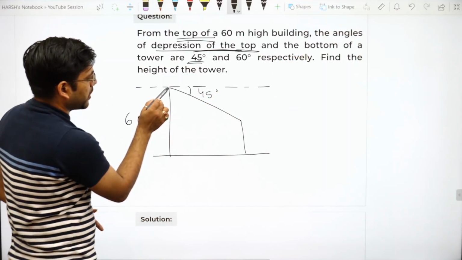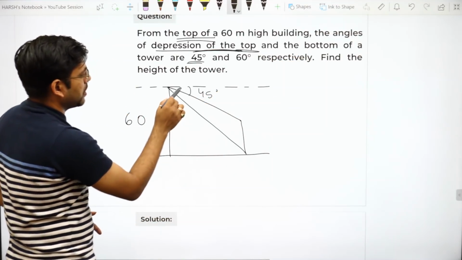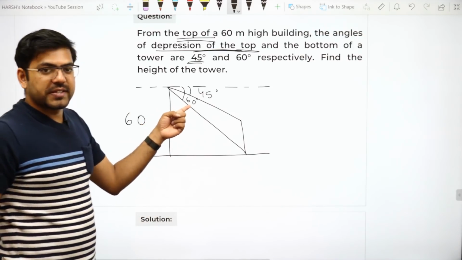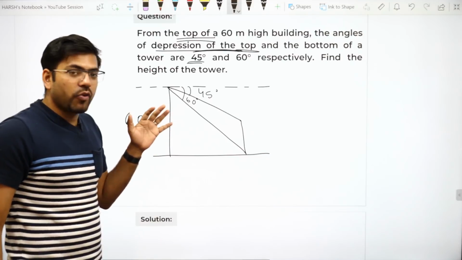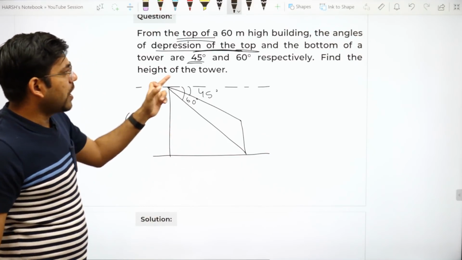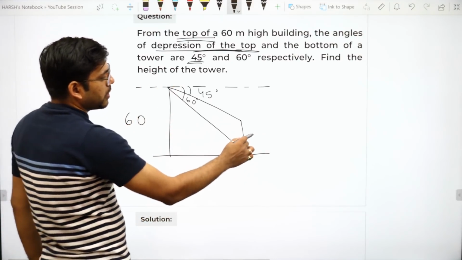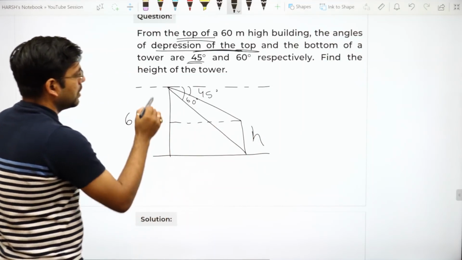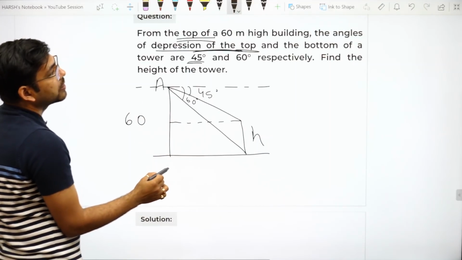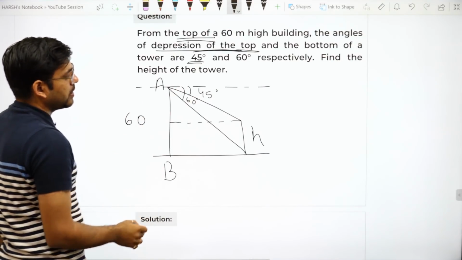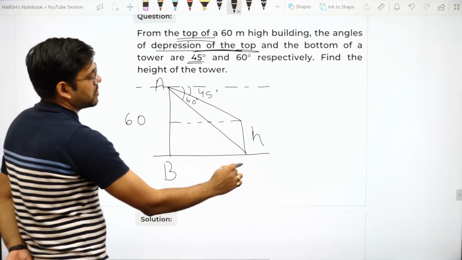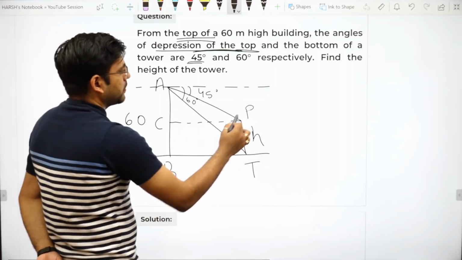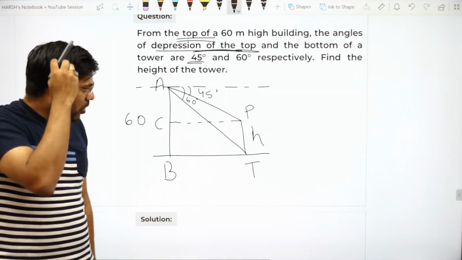For looking at this bottom also, we have to lower our line of sight. So this is 60 degrees and this is 45 degrees. You have got two angles. Now you have to find the height of the tower. We do not know it, so I'll assume it as H. Let's label A, this is the building, and the tower, this is T. Let's say this is C and this as P.